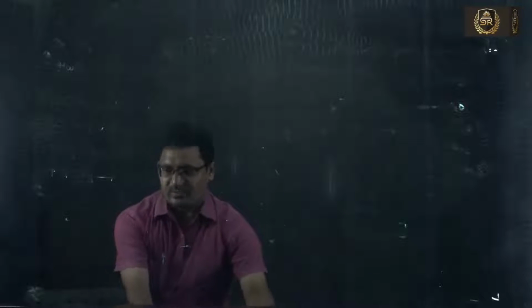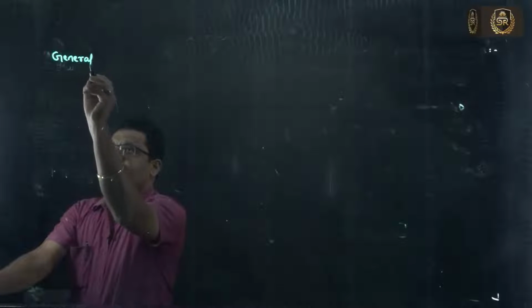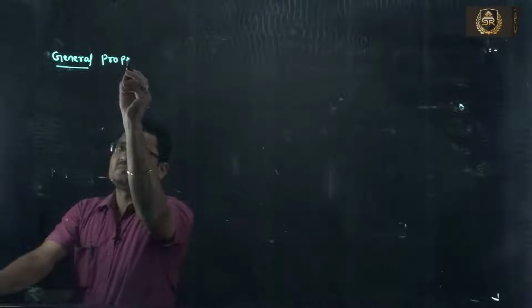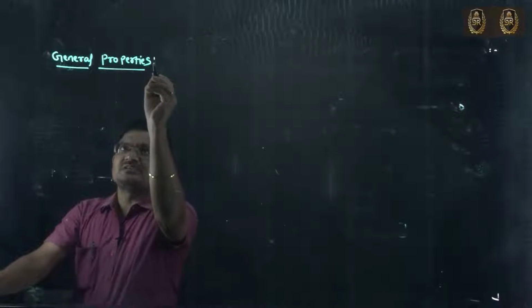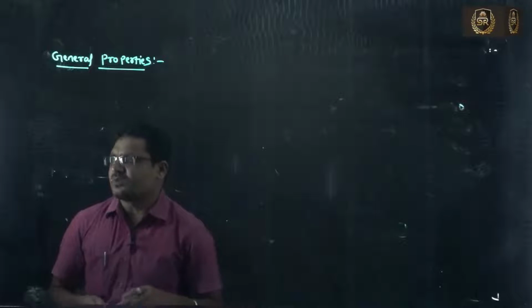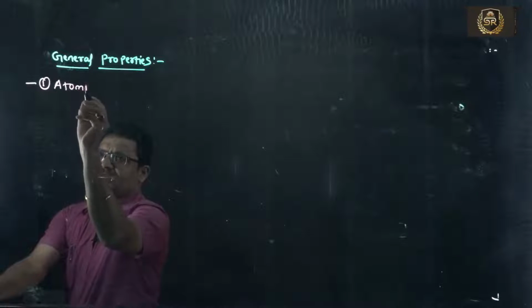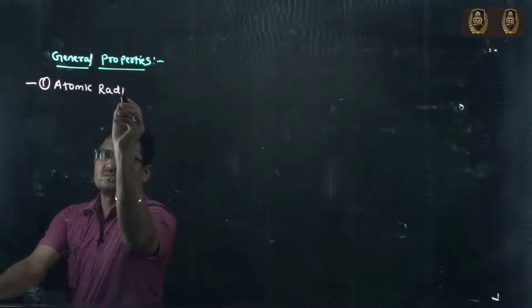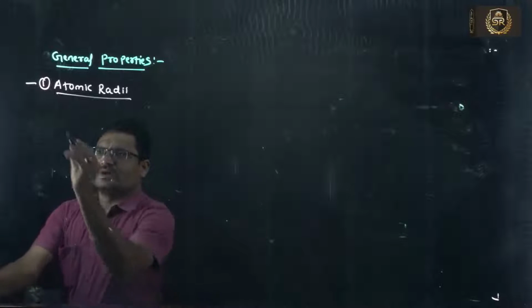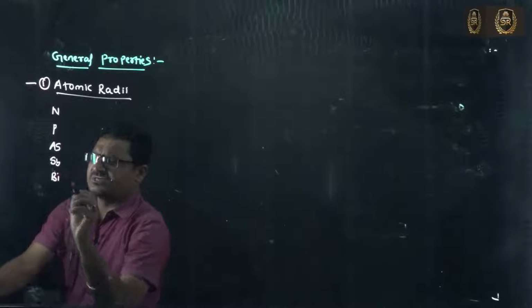What is the meaning of these general properties? There are a few general properties. First, atomic radius. So, what is atomic radii? From top to bottom: nitrogen, phosphorus, arsenic, antimony, bismuth.